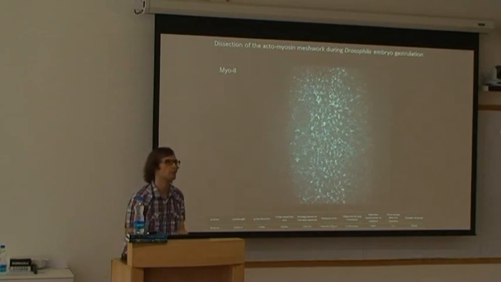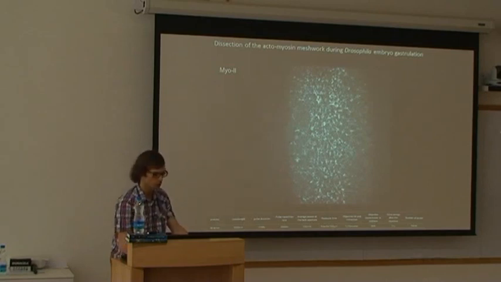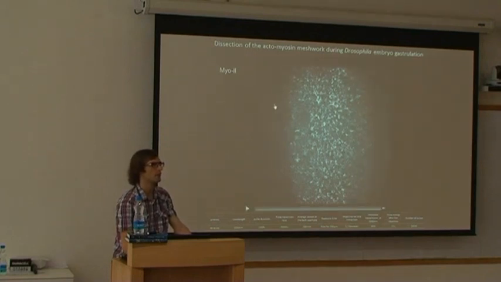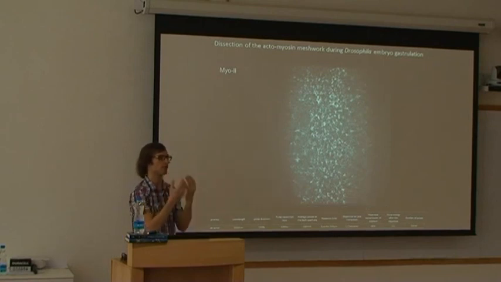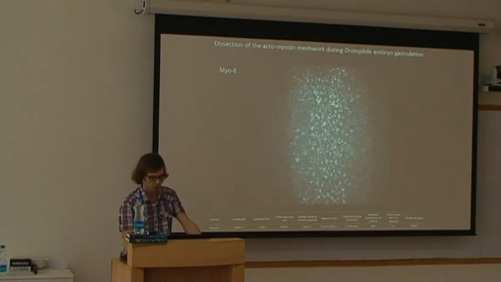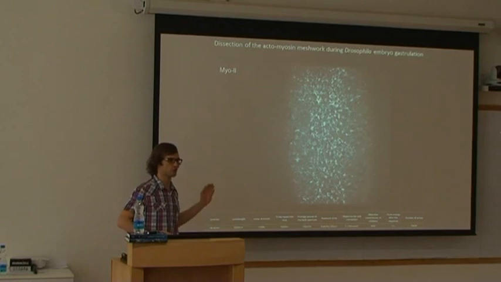I will not comment too much because I will present on the 21st, which is my new project. So I'm interested in a process called gastrulation. In fact, it's the invagination of a tissue at the early stage of Drosophila development. And this is the ventral side of the Drosophila. This is what you're seeing here.